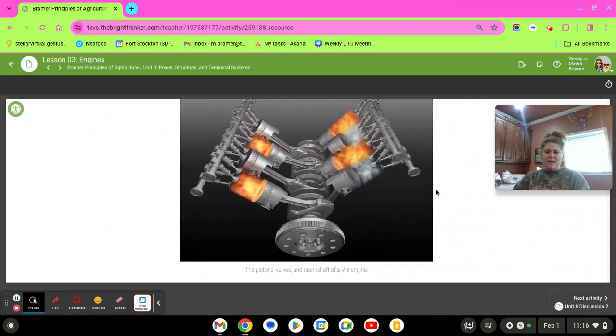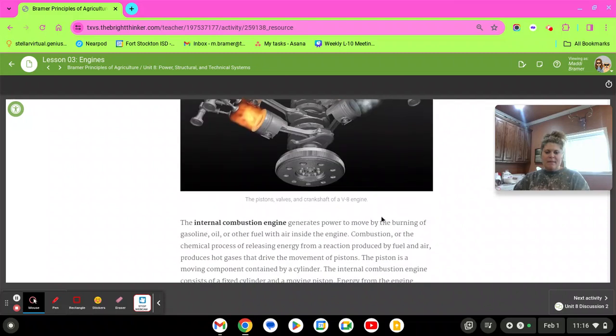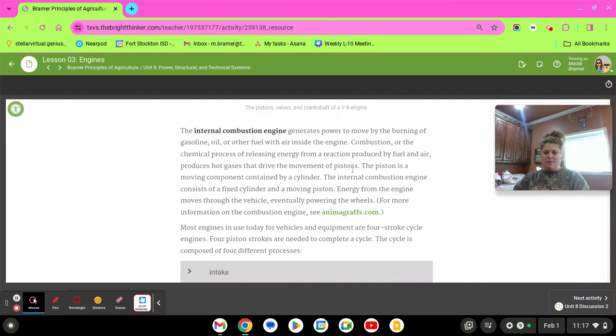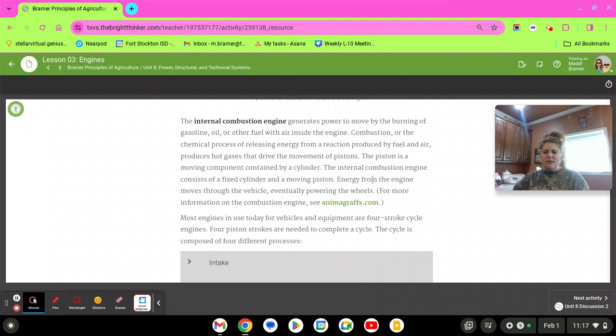So there's a picture of a V8 engine, or part of it. So the internal combustion engine generates power to move by the burning of gas, oil, and other fuel with air inside the engine. So it's inside it. Combustion is the chemical process of releasing energy from a reaction produced by fuel and air. It produces hot gases that drive the movement of pistons. So the piston is the part that goes up and down. It's the moving component contained by a cylinder. The internal combustion engine consists of a fixed cylinder and a moving piston. Energy from that engine moves through the vehicle and it eventually powers the wheels.